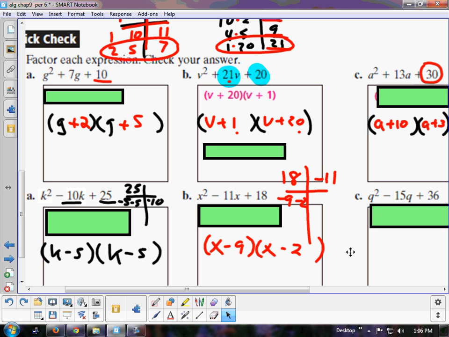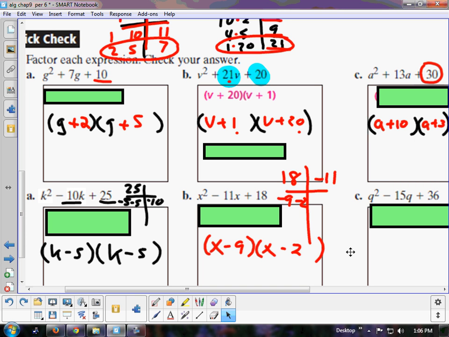Now, C is a little bit more difficult, perhaps. We need two numbers that multiply to equal 36 and add up to negative 15. Right away, you're going to think 6 and 6, but that adds up to 12. And negative 6 and negative 6 add up to negative 12, so that's not right. So go a little up and a little down. Well, how about 4 and 9? 4 times 9 is 36, but that adds up to 13. Okay, so we need to go a little further. Got to add up to 15.